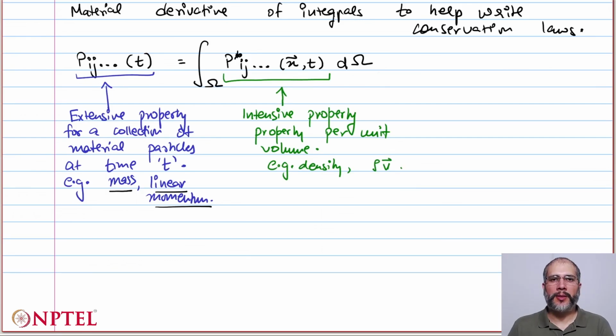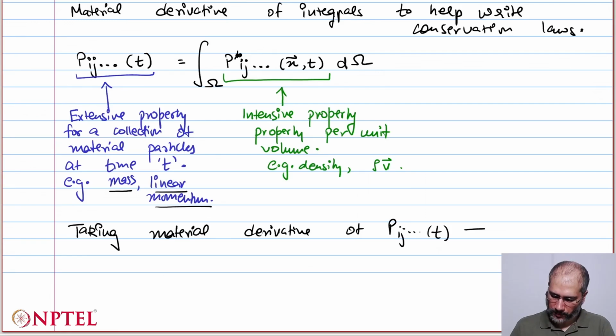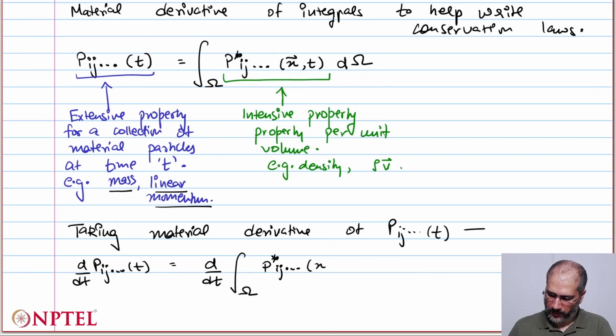And as I said, in the transport theorem, we're interested in the time rate of change of this property P. So we take a material derivative of P_ij... as a function of time. So this gives us d by dt of the extensive property is equal to the material derivative of the integral of P star, again a tensor of the same order, as a function of small x and t times d omega.